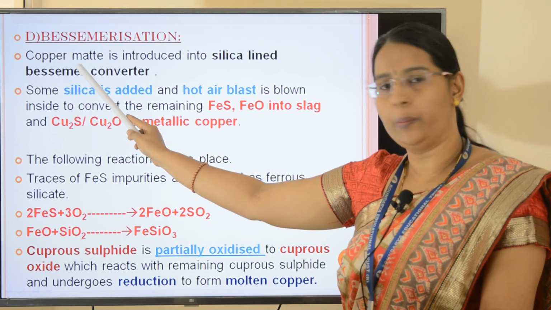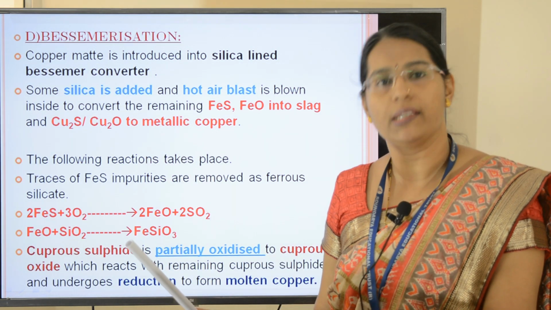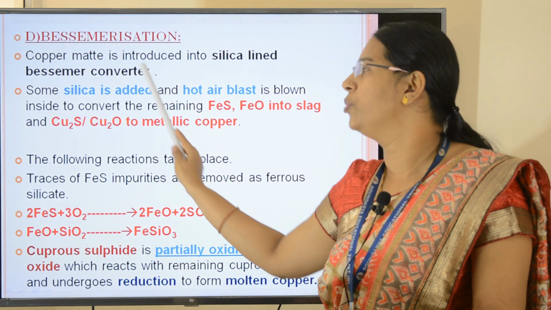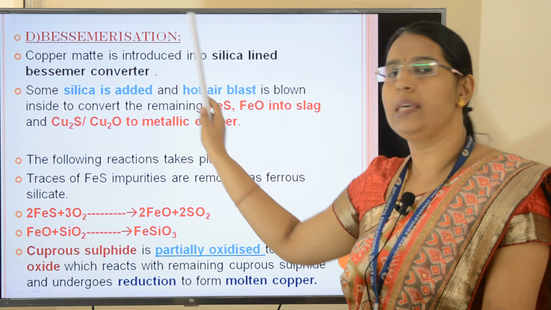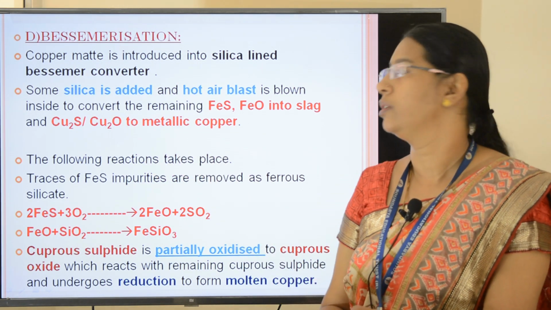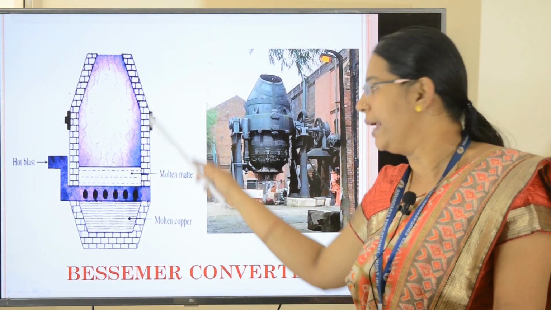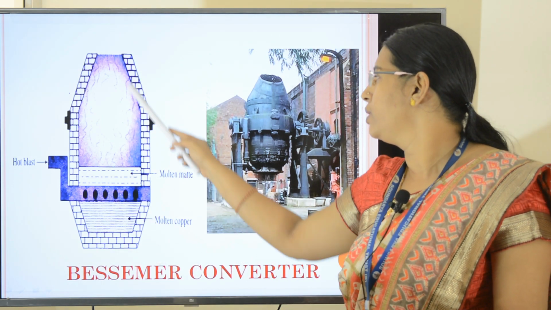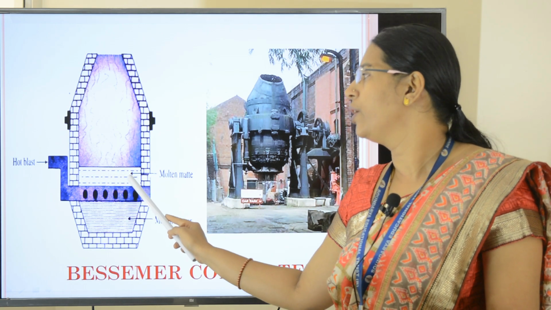Here the copper matte, which is a mixture of cuprous sulfide and little amount of ferrous sulfide, is introduced inside the silica lined Bessemer converter. So Bessemer converter is a pear shaped steel tank. Inside this pear shaped steel tank, which is lined inside with silica, the copper matte is introduced.